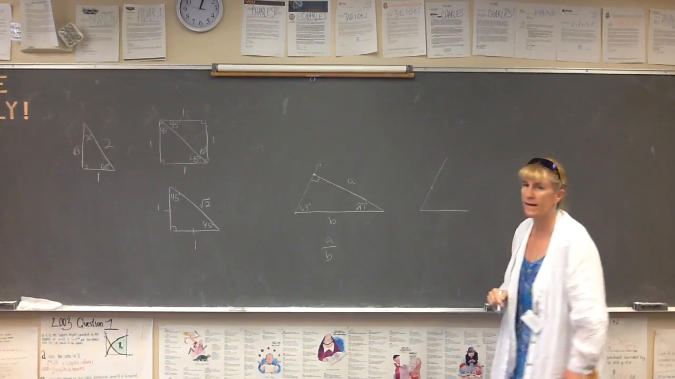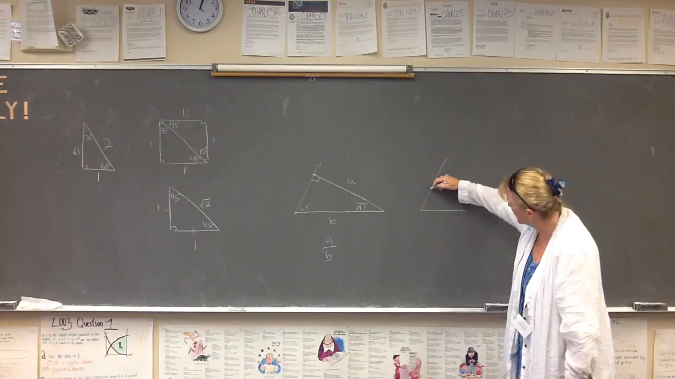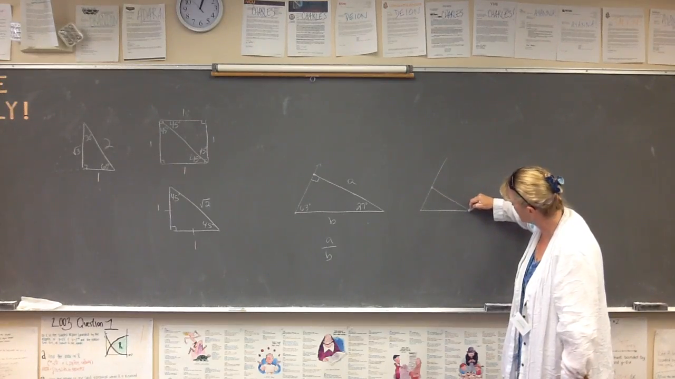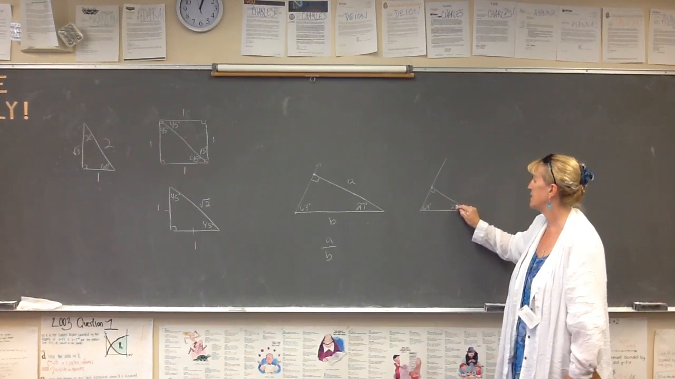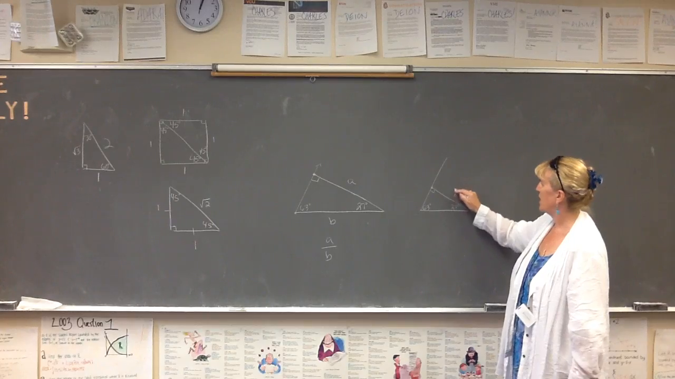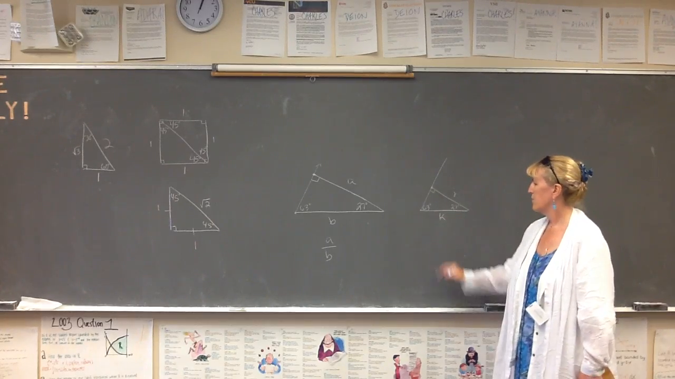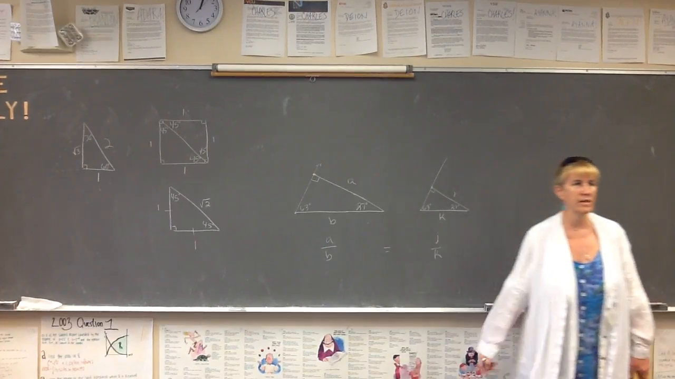So for instance, what if I had picked this point to make my right angle? I'd be coming down like this, wouldn't I? That would be my 90, this would be my 63, and this would still be 27. Well, maybe this is J and this is K. You compare J to K, and you're going to get the same answer that you would have with A and B.